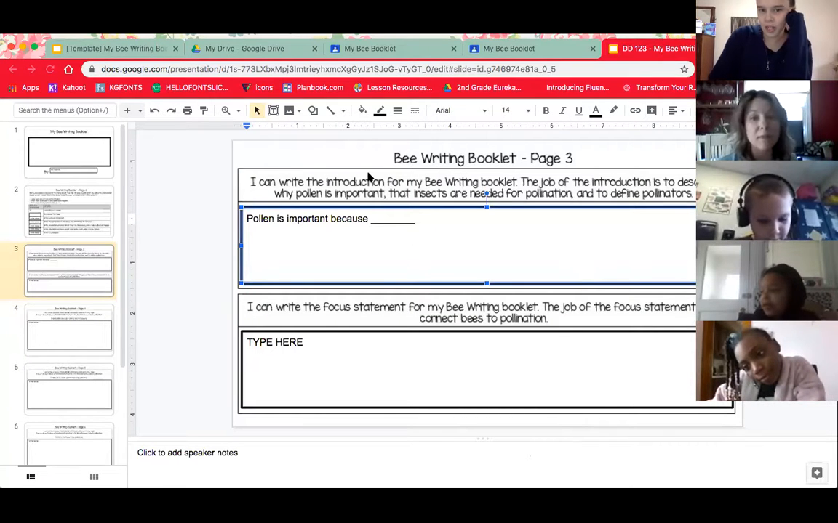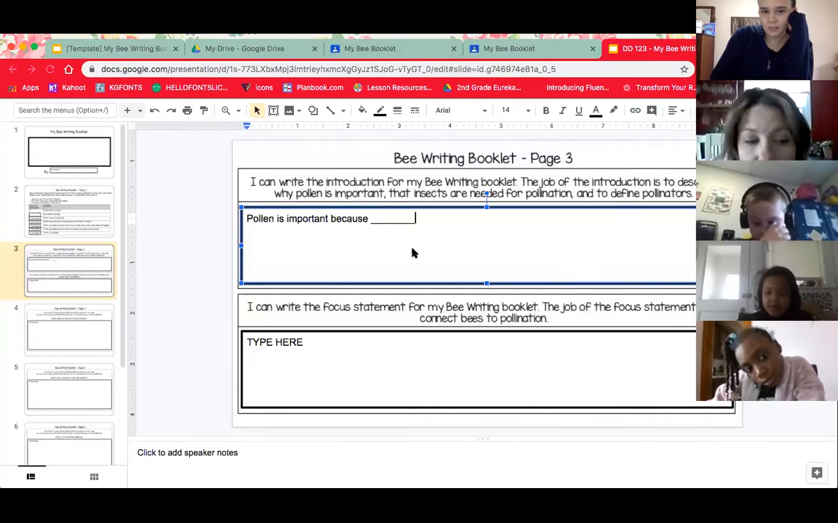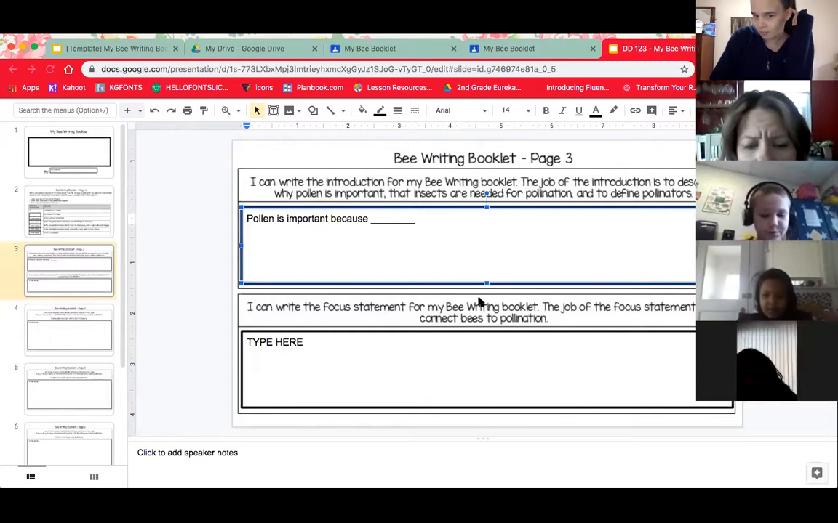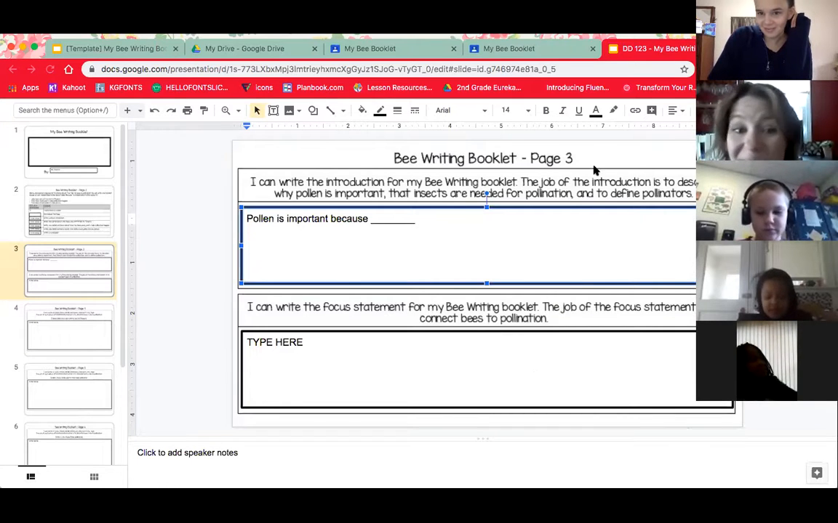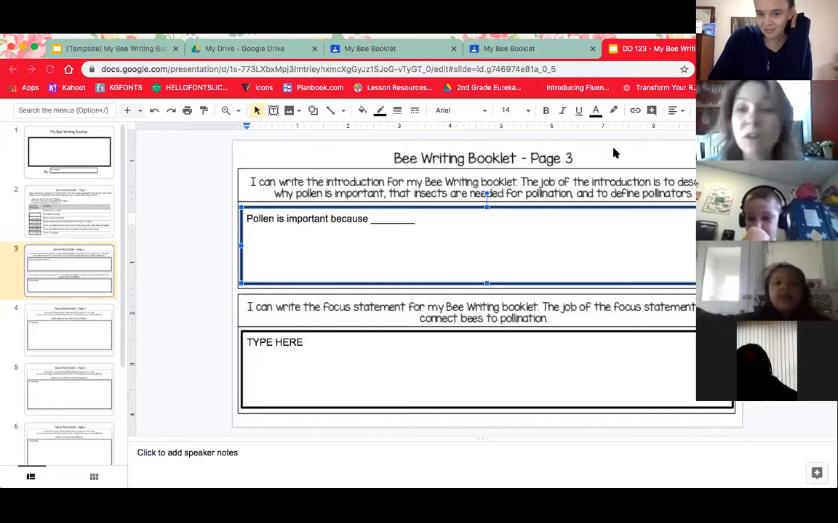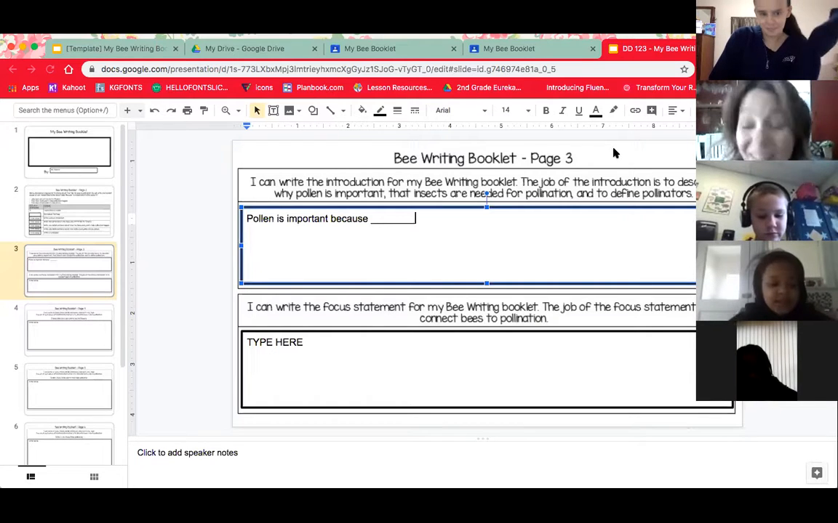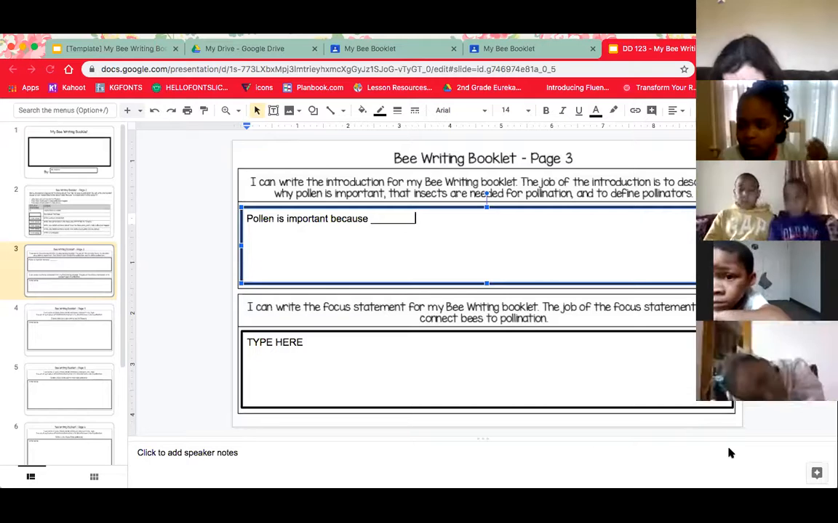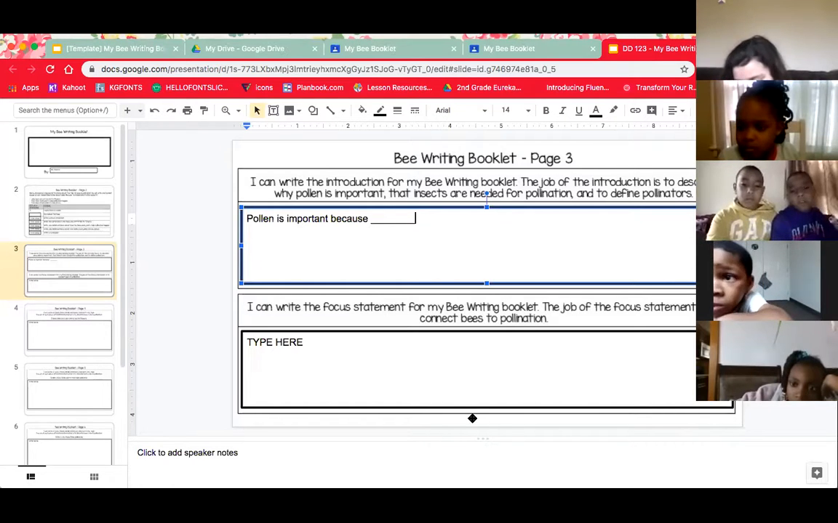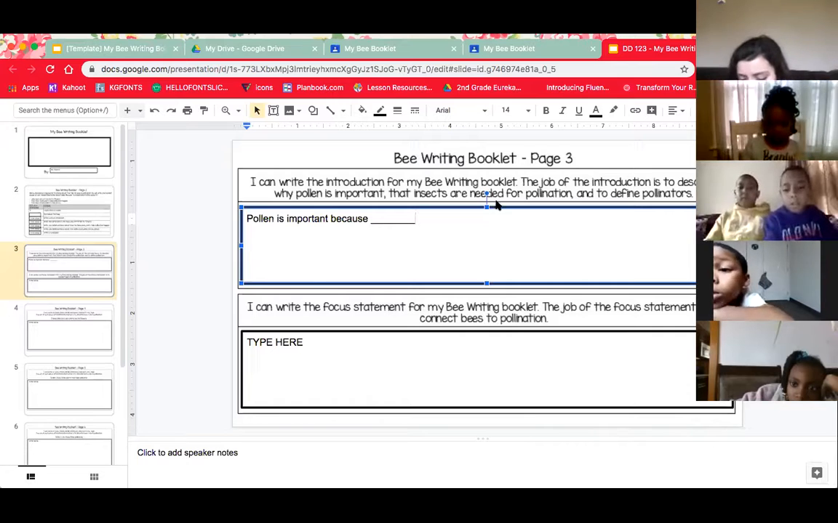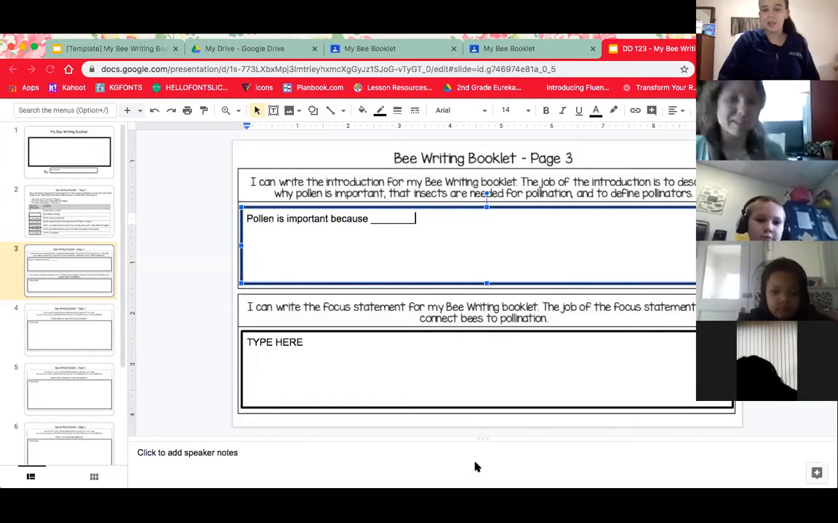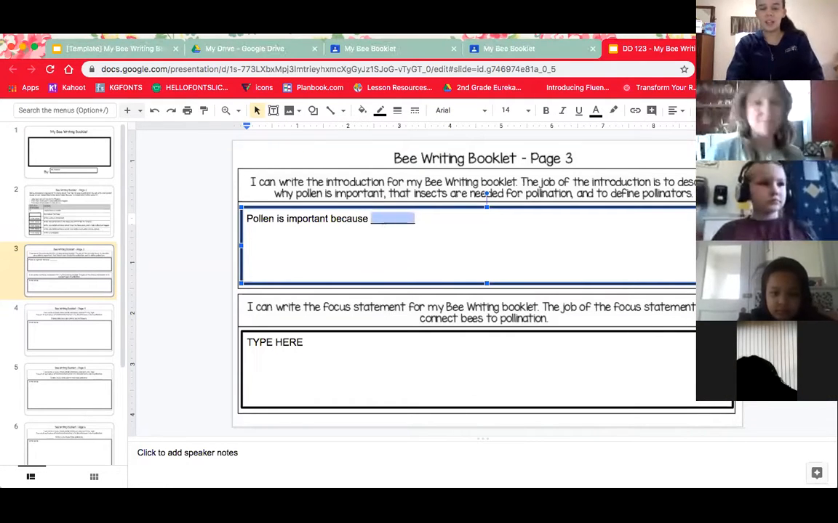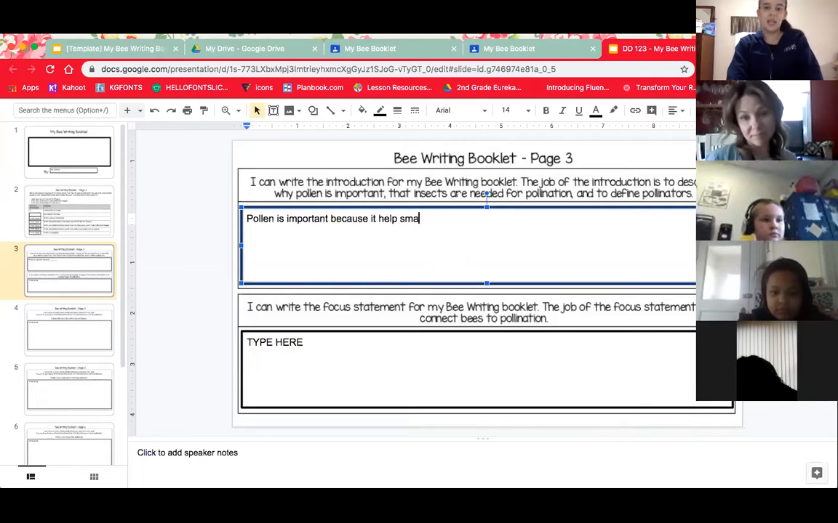Okay. Why is pollen important? Important because you have to use it. The bees use it to pollinate the flowers, and if the flower doesn't get pollinated, it won't make seeds, so it won't make a fruit. You're absolutely right, Briella. Perfect. It is important because the bees help make new plants, right? So Briella, you would type exactly what you just said. Pollen is important because it helps make new plants.